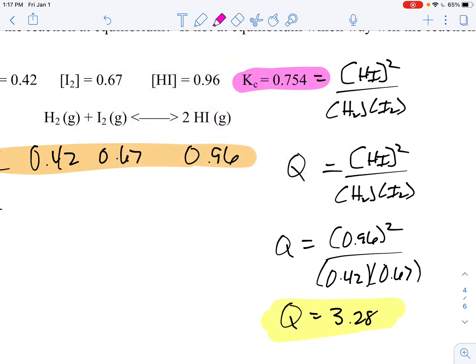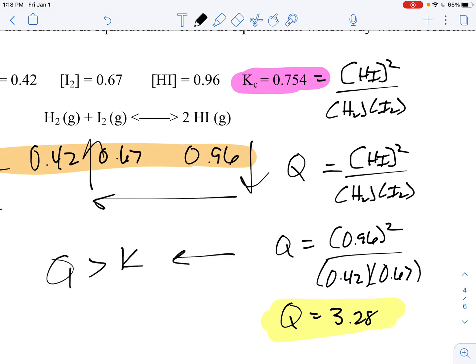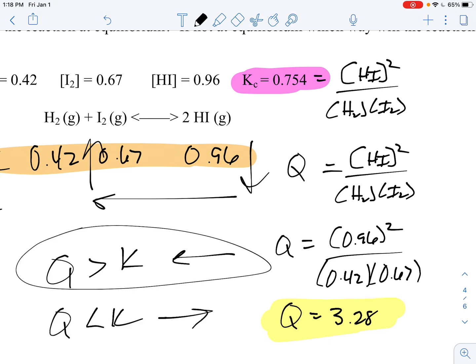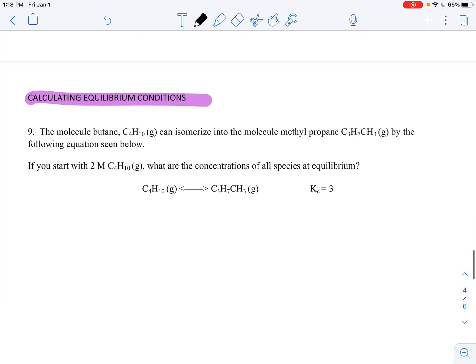And now I double check. My Q is 3.28. My K is 0.75. So am I at equilibrium? No, I am not, because if I was, that yellow number would be the same as the pink number. And what do I know? The yellow number is too big, and so because the yellow number is too big, those numbers have to get smaller. How does the number get smaller? It gets smaller by making that number smaller and those numbers bigger, which means it's going to go to the left, because if Q is greater than K, it goes to the left-hand side. If Q is less than K, it goes to the right-hand side. So what's going to happen? It's going to go to the left because Q is too big.